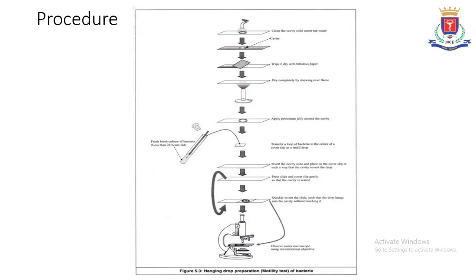Then the slide is clipped to the microscope stage and the edge of the drop is focused under low power objective. Now, why is it necessary to focus on the edge of the drop and not on the drop? Better contrast is obtained due to the difference in refractive index of the drop and the cover slip.